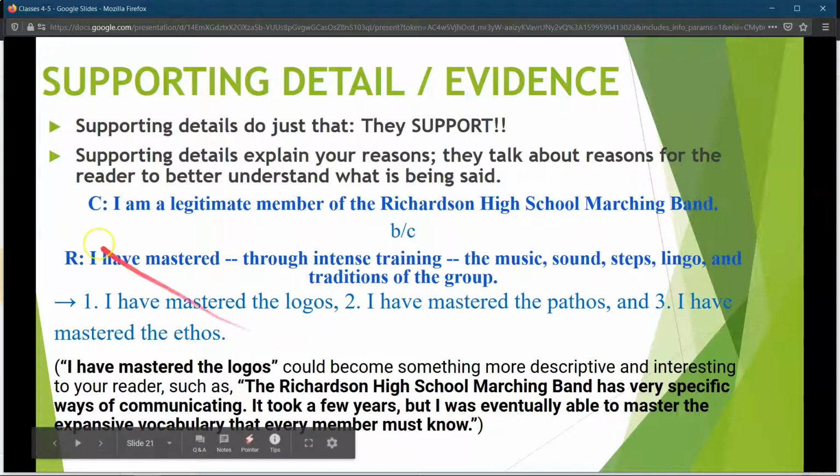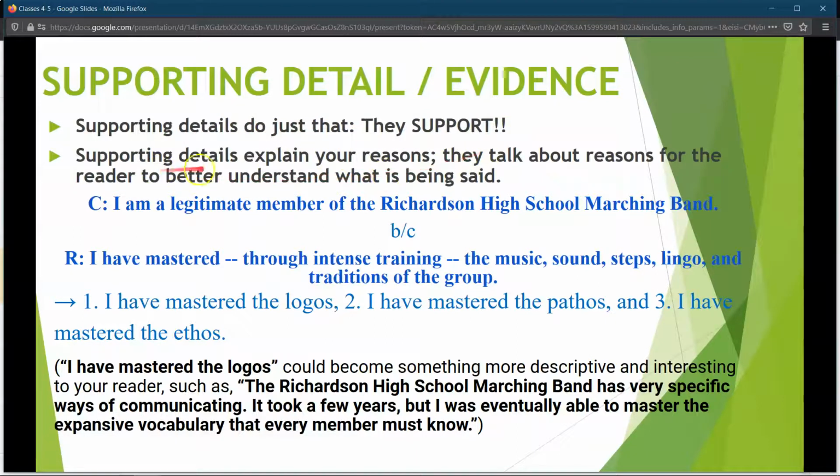So going from there, supporting details or evidence. Supporting details do just that. They support. Supporting details explain your reasons. They talk about reasons for the reader to better understand what is being said. So the claim is, I am a legitimate member of the Richardson High School marching band because I have mastered through intense training the music, sound, steps, lingo, and traditions of the group. So in other words, I have mastered the logos, the pathos, and the ethos of that particular group.